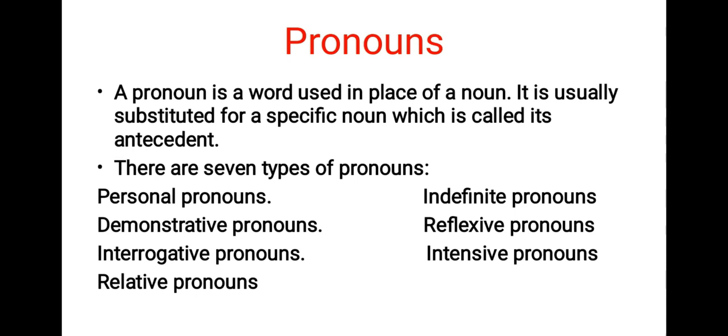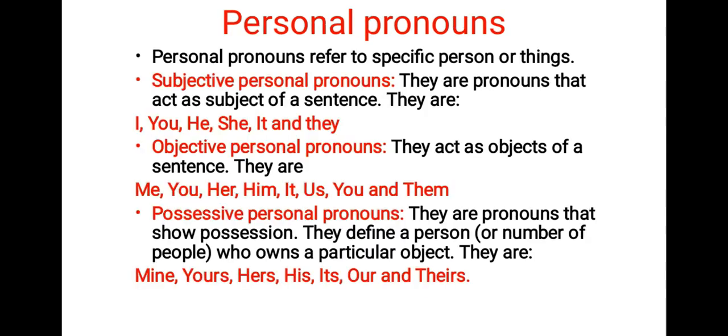Now there are 7 types of pronouns: personal pronouns, demonstrative pronouns, interrogative pronouns, relative pronouns, indefinite pronouns, reflexive pronouns, and intensive pronouns. Now personal pronouns. Personal pronouns refer to specific persons or things. हमारे पास personal pronouns किसी specific person या चीज़ के name की जगह पे हम यूज़ कर सकते हैं.